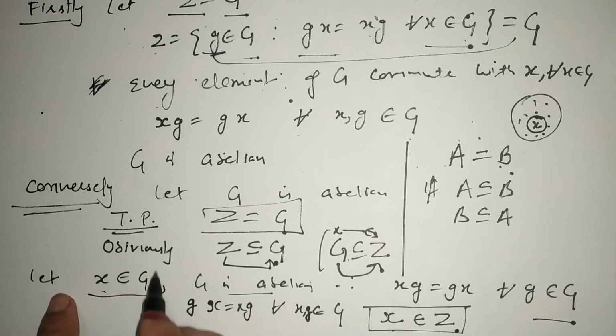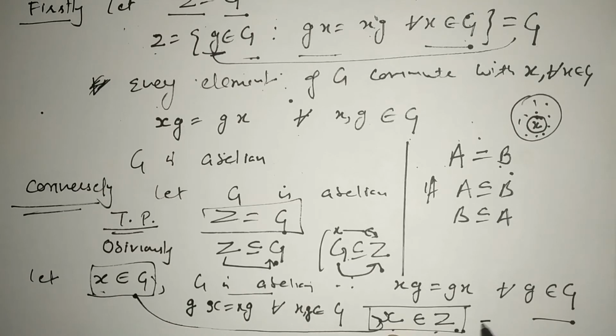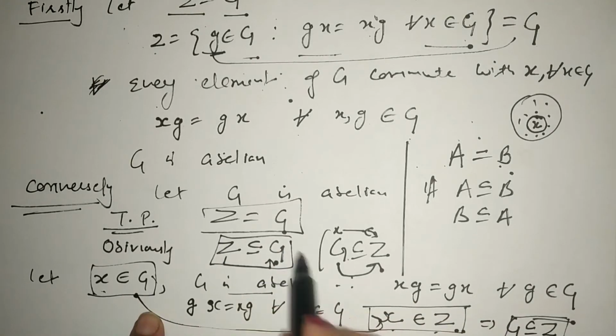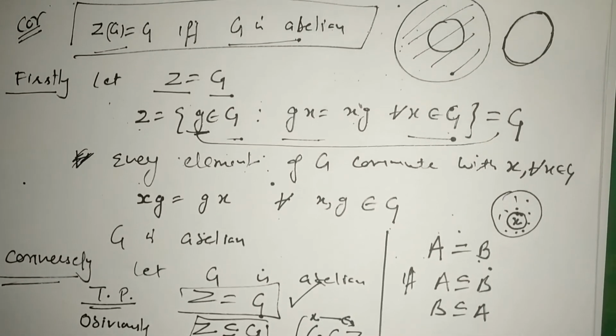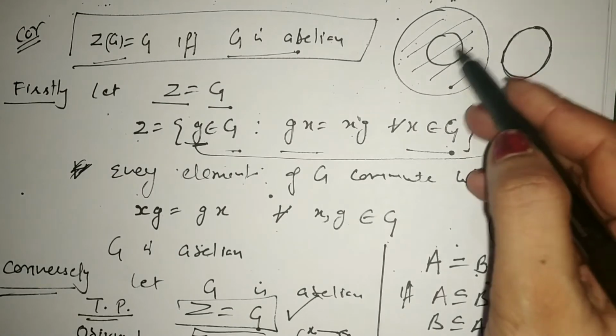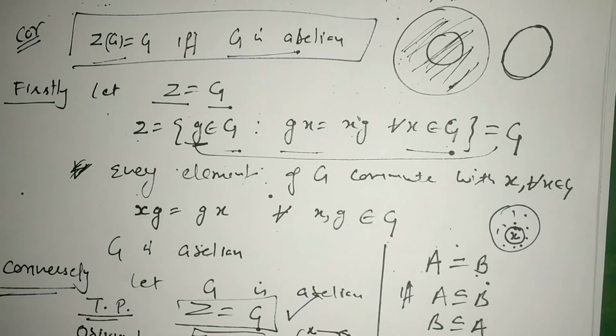So x was an element of G. It is also in Z and x is a randomly chosen element. It means every element which we take in G will belong to Z. That means G will be a subset of Z. From these two, Z is a subset of G, G is a subset of Z, we can say both are equal. So this is a very important result. If G is abelian, then all the elements of G are the elements of the center.